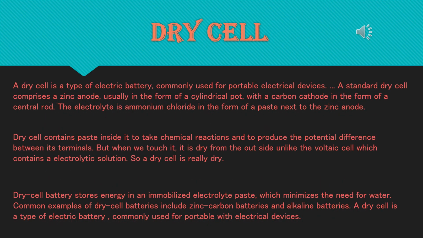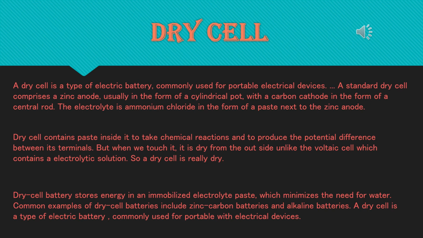Now, what is a dry cell? A dry cell is a type of electric battery commonly used for portable electrical devices. A standard dry cell comprises a zinc anode, usually in the form of a cylindrical pot, with a carbon cathode in the form of a central rod. That means at the center a carbon rod is there as cathode.